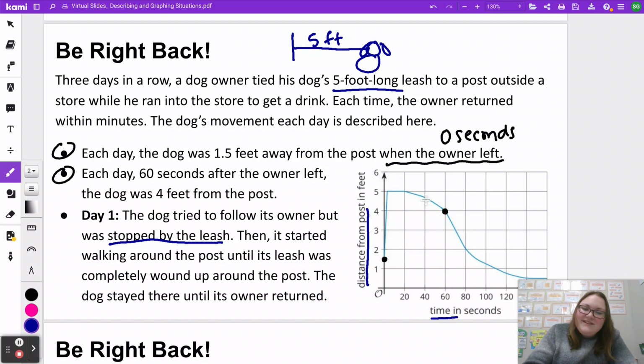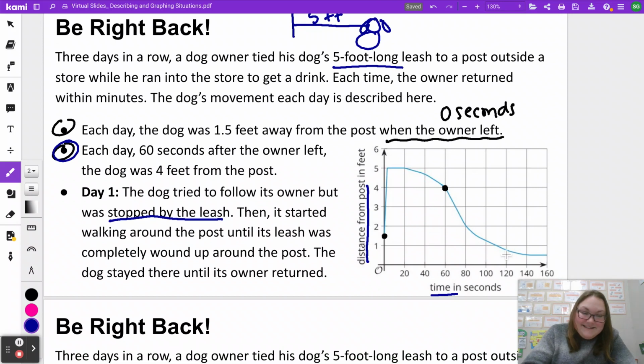I knew my line had to go through this point because that was our bullet point here. But then the rest of it, I just had it going down. I don't have it going all the way down to 0. At 0, it would mean like the dog is pushed against the pole. But I do have it decreasing the rest of the way. That could have looked different depending on who drew it. Maybe you had the dog following the owner a little slower, and then had it do something like this. That would be okay too.